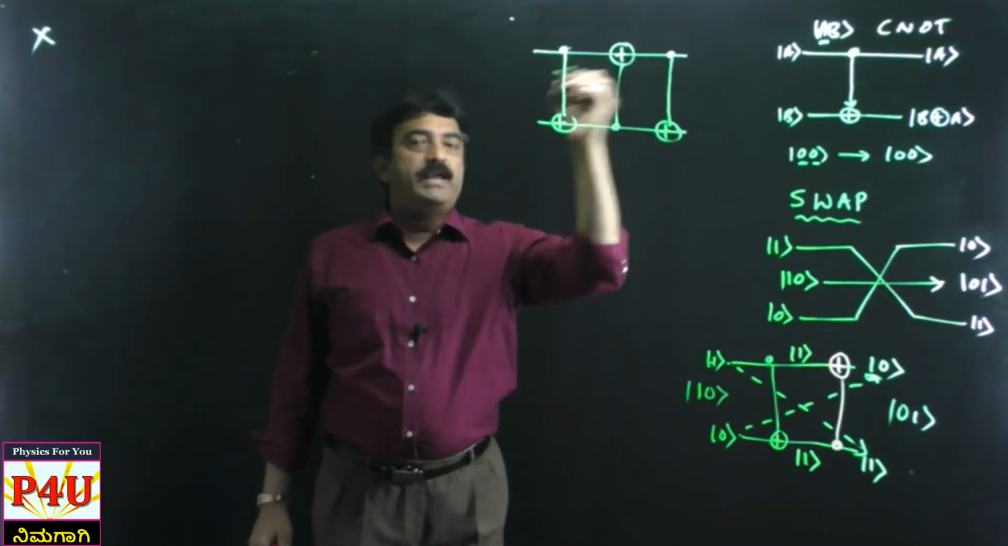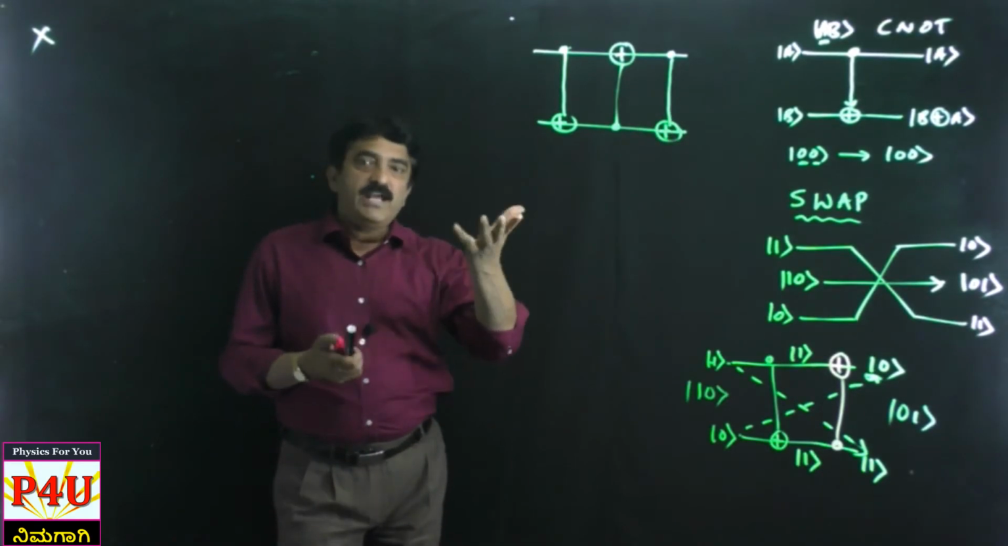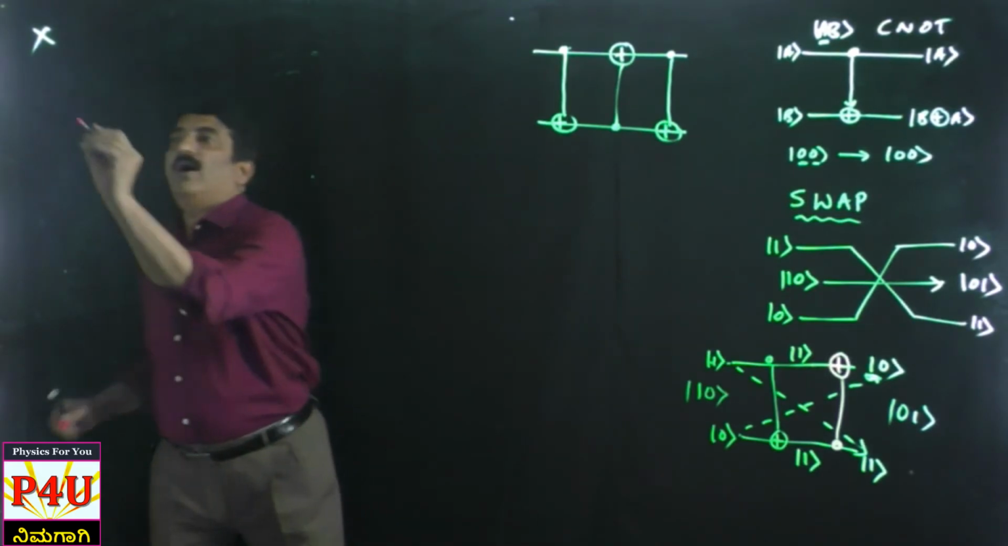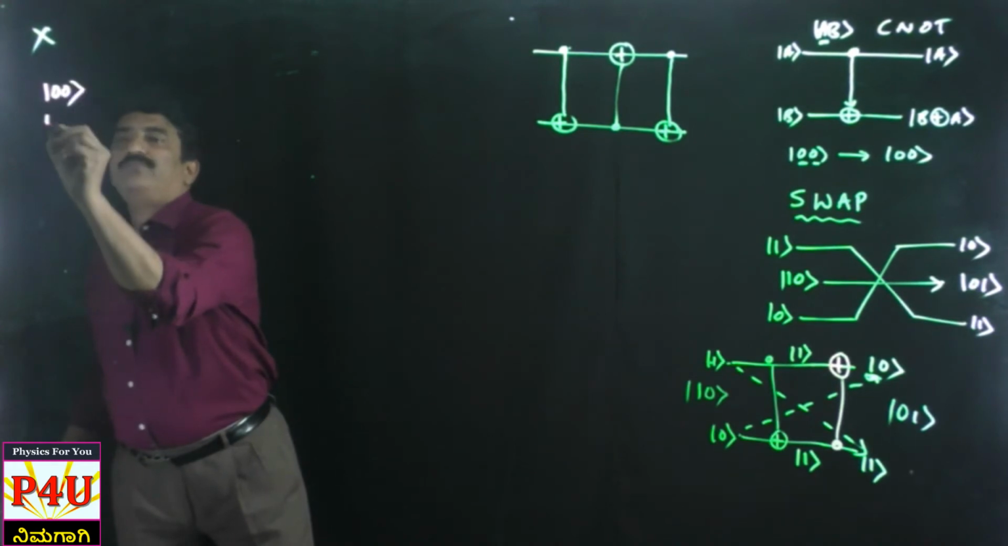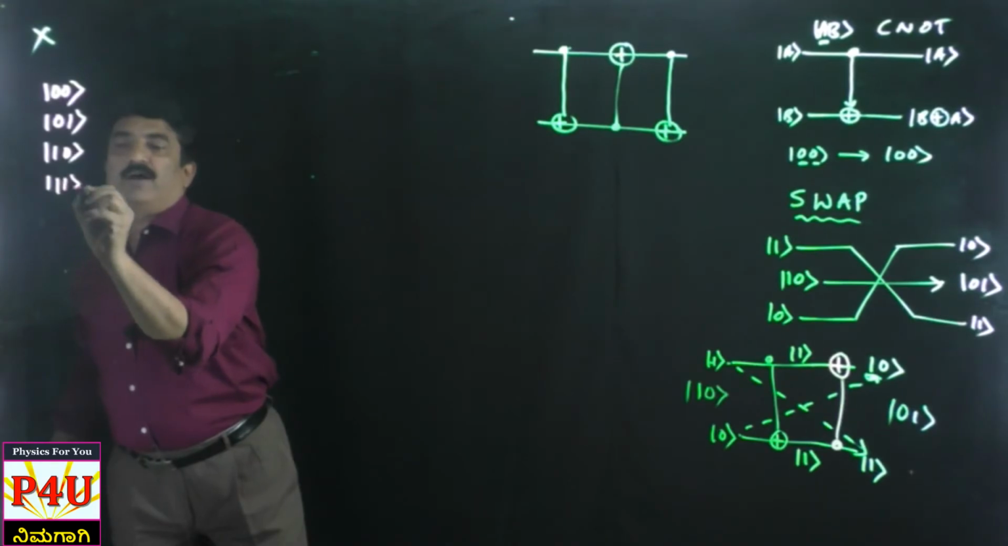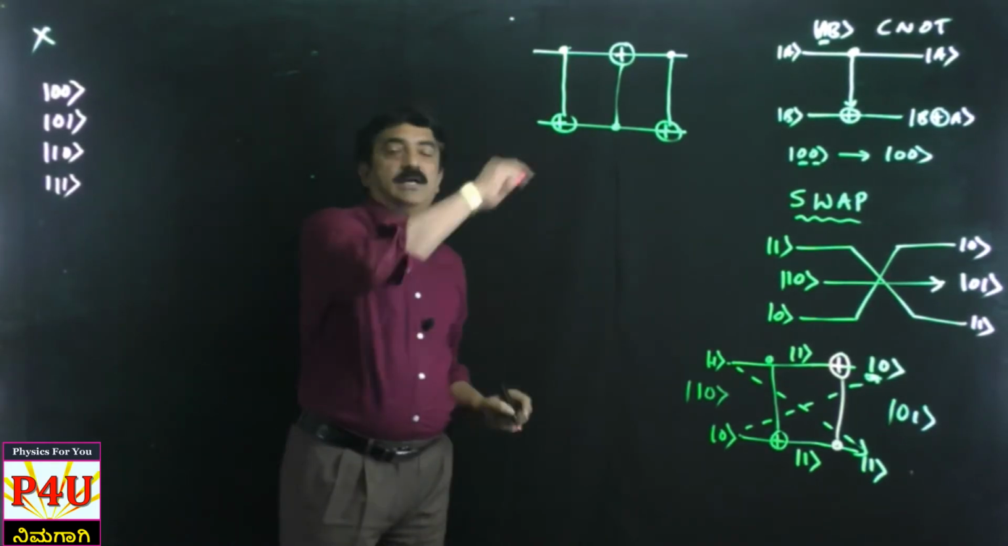So how many are there in total? 3. Now you write any of the possible states. You know already there are 4 states. They are ket 0 0, ket 0 1, ket 1 0, ket 1 1. Okay, so what will happen to these?